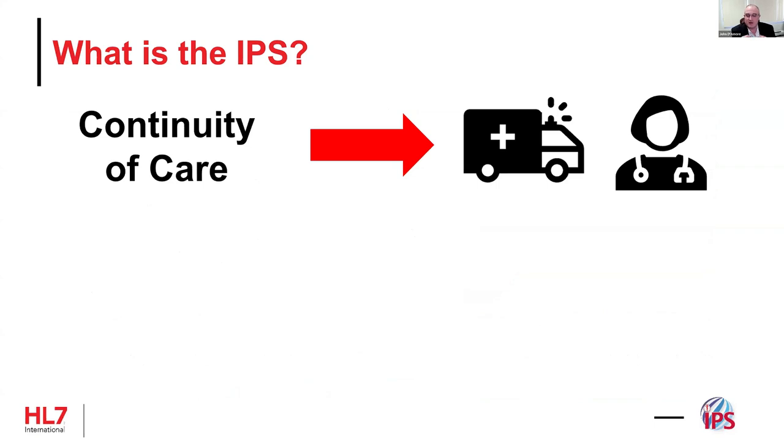So unscheduled care is our primary use case for the International Patient Summary. And obviously the scenario that comes to mind here is when you're traveling. If you're traveling internationally, you might want to have your medical record with you in case there's an emergency.